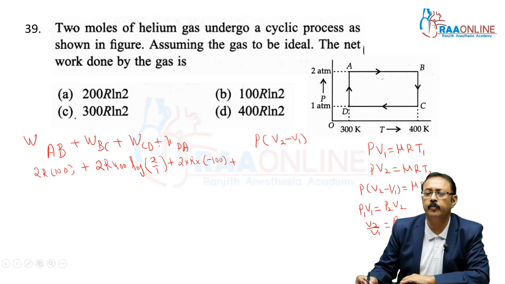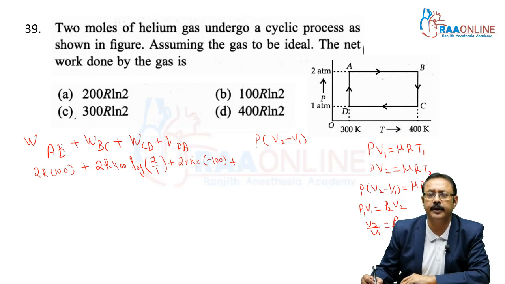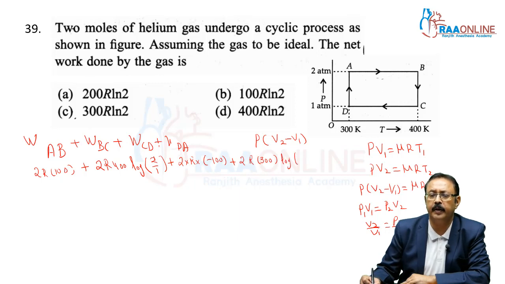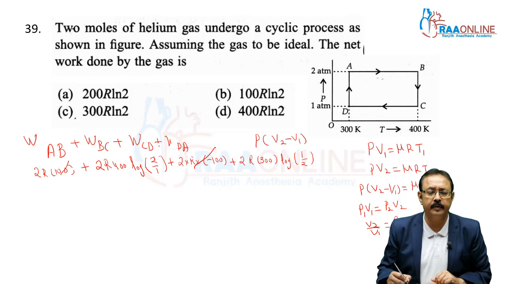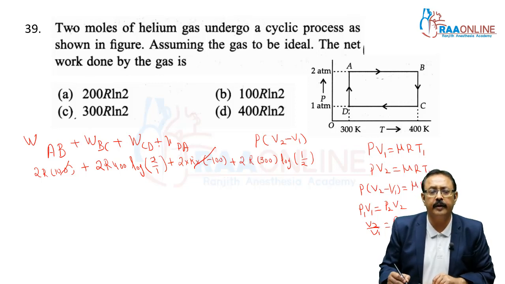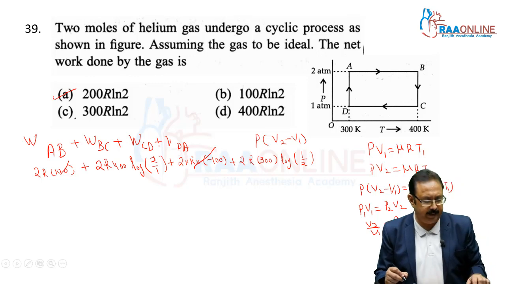Plus, now we are moving from D to A. D to A, again temperature is constant. So mu RT, 2R, temperature is now 300. Log V2 upon V1 means 1 by 2, so it is log 1 by 2. See, this term is cancelled out. 400 to 800 R log 2, it is minus 600 R log 2. So we got 200 R log 2. So we are going with option A.